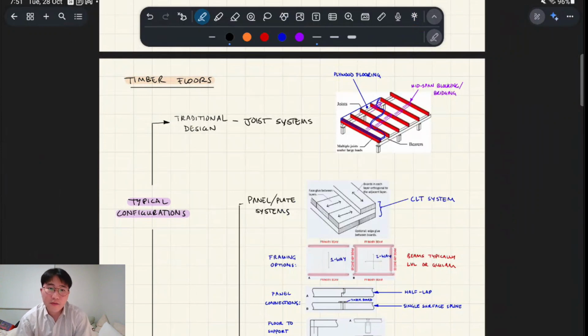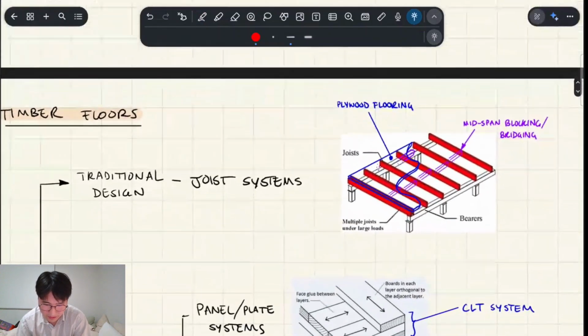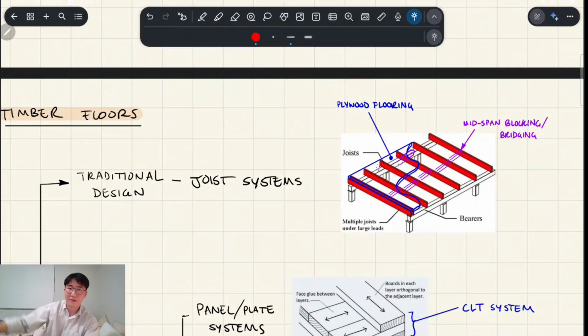Okay, so timber floors, right? You've seen in the first half of this course that you should be fairly familiar with joist systems. So joist systems are where in red you've got the joists running in one way. Oh, sorry, on the very top you have your plywood flooring, right? Which is just so that people don't fall through your floor. Basically, you need a flat surface to walk on, and then the blue thing flows onto the red thing, and the red things are the joists, right? And they're running in one direction.